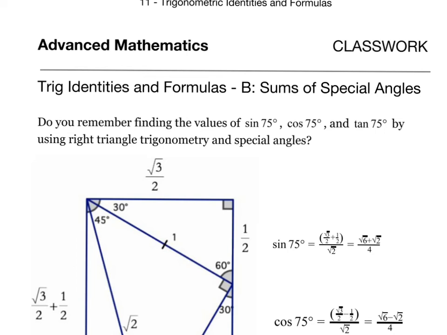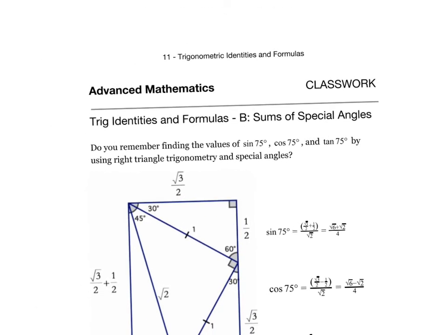Hi, this is a walkthrough for the Advanced Mathematics Trig Identities and Formulas classwork, Part B, pages 1 and 2. If you are having trouble working through this section on your own, feel free to take a look at this video to get a tip or two, but try to do it on your own first.